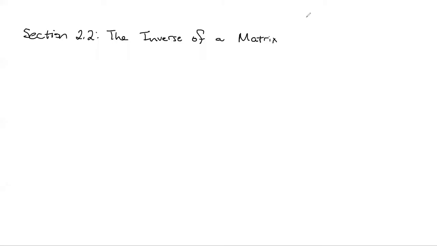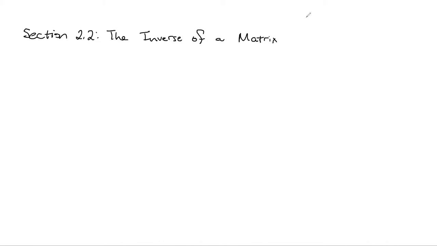Today we're going to be talking about section 2.2, the inverse of a matrix. So in the last video, we talked about a number of arithmetic operations we could do on a matrix. We talked about sums, we talked about multiplication of a couple different varieties. What we didn't talk about was division.